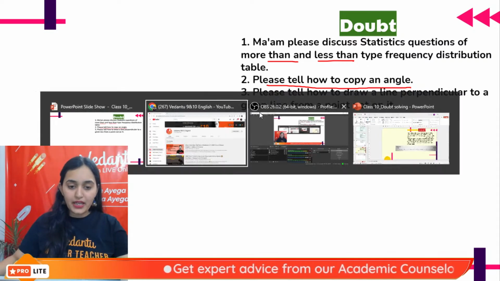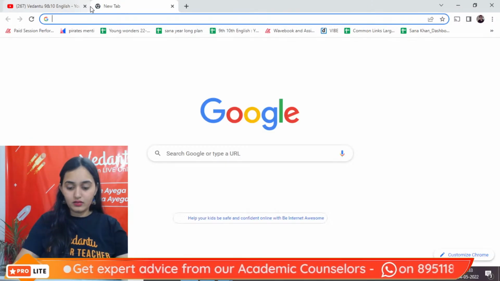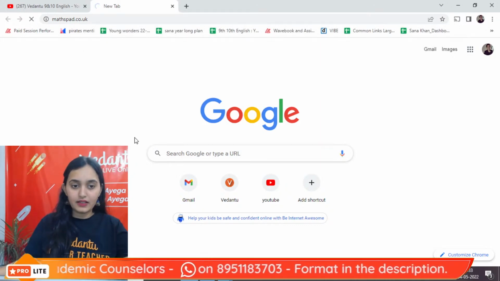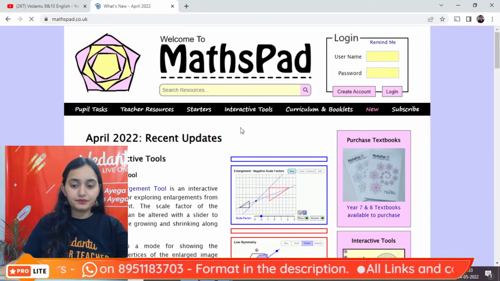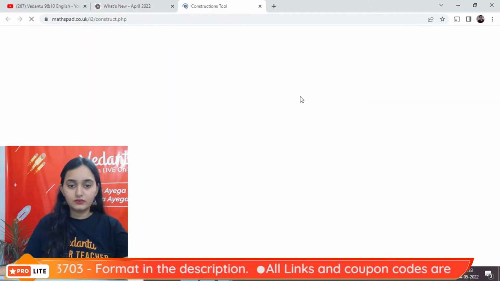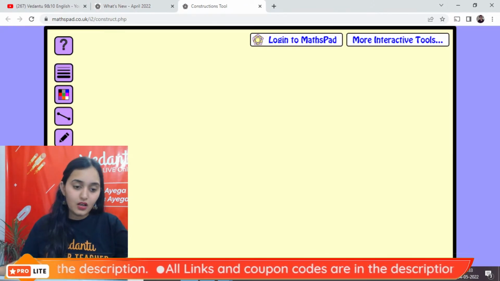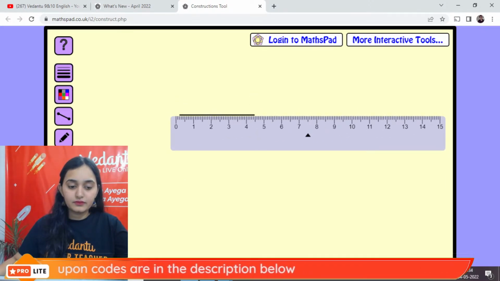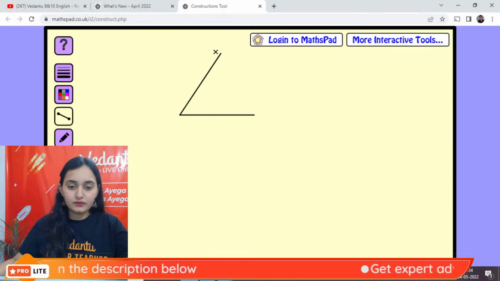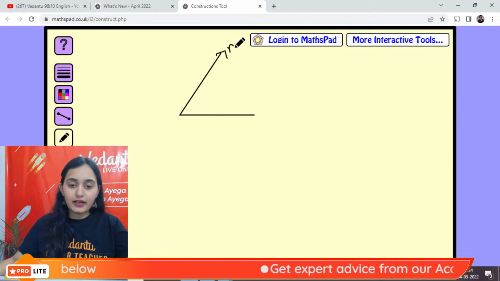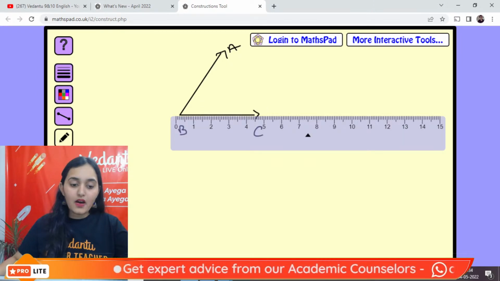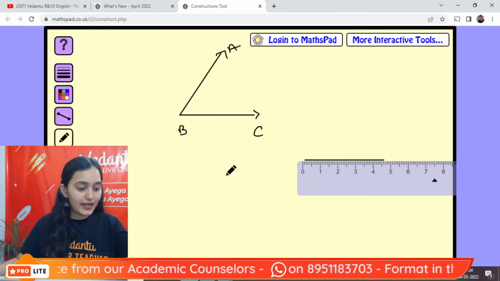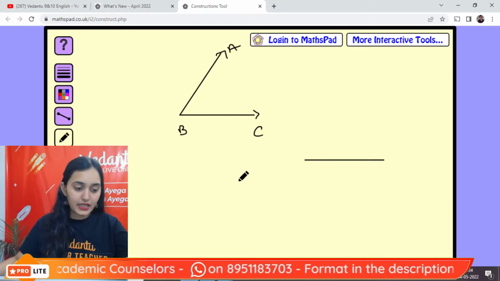Alright, so how to copy an angle? Let me show you on mathspad.co.uk. It's very easy. Okay, let's draw an angle first. So this is any random angle ABC. Now I want to draw a copy of the angle. So I will draw a ray. Everybody please observe.